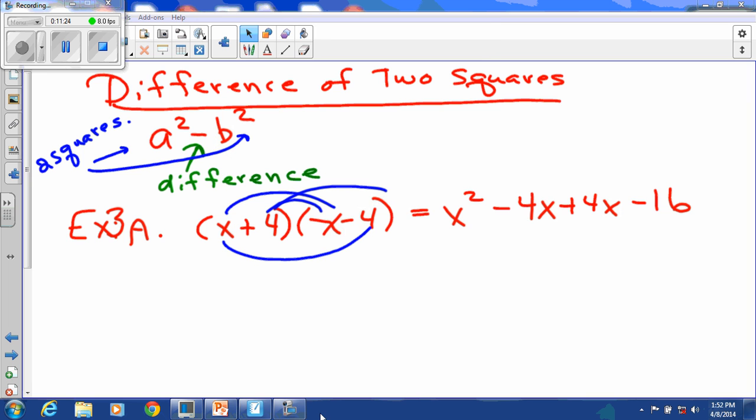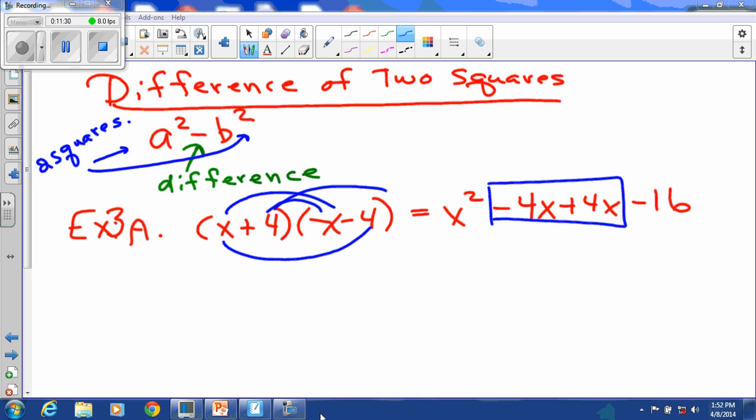Now, when we simplify this product, we'll be combining the like terms negative 4x plus 4x. But negative 4x and plus 4x are opposites, so their sum is 0. When we simplify this, however, we get a difference of two squares. If you know the form of the special product, you can write the answer or the product simply by looking at the problem. How do you recognize this type of problem?